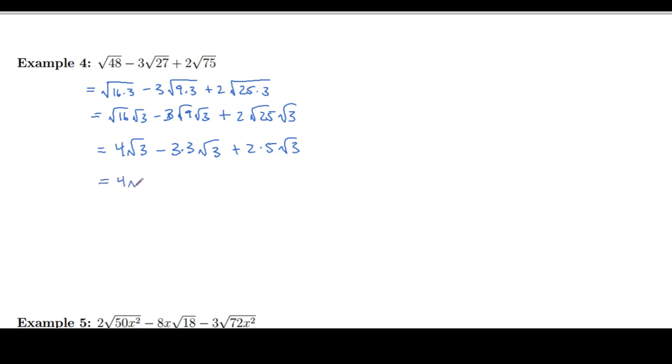And so that's 4 root 3 minus 9 root 3 plus 10 root 3. And you know what? We could just combine those. So 4 minus 9 is minus 5, plus 10 is positive 5. So 5 root 3.